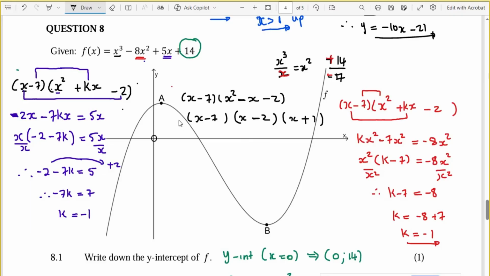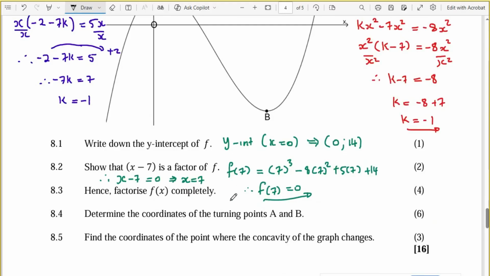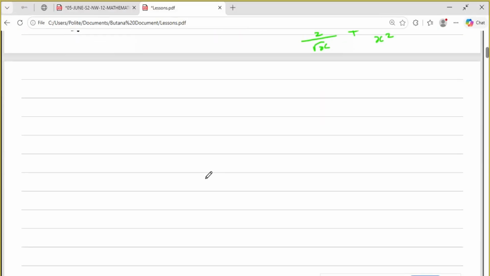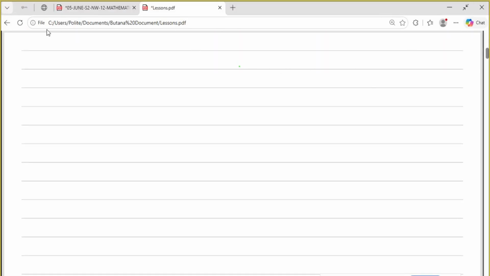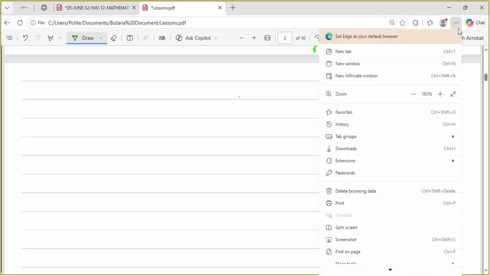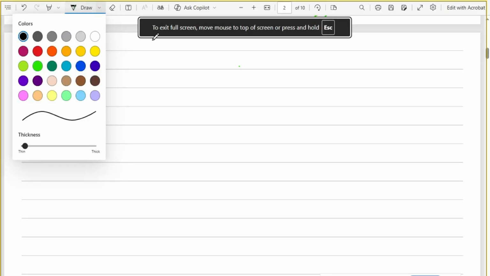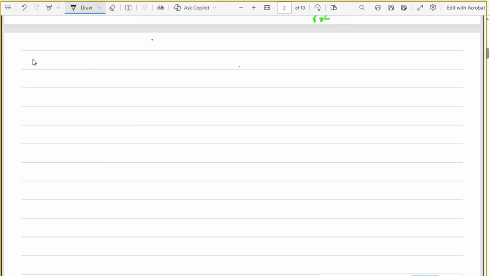This is factorized. Okay, so let's look at what they want us to do at the next point. Determine the coordinates of the turning points A and B for 6 marks. You see, this is just easy marks. Now, how do we find the turning point? I'm just going to write f of x in the meantime this side. Do you know how we find the turning point of a cubic function?